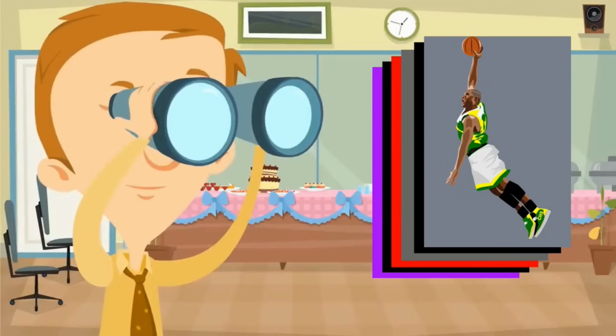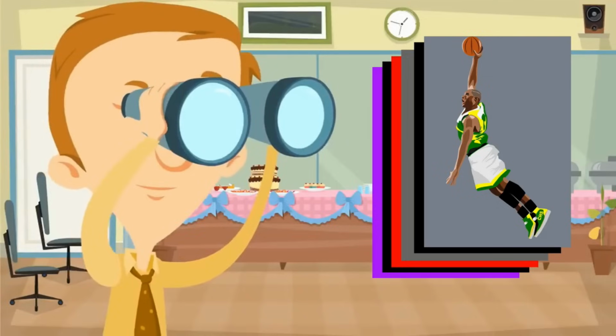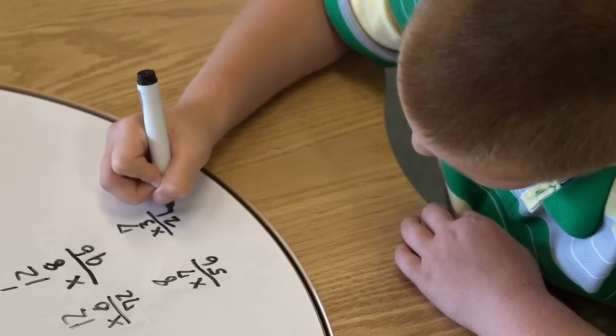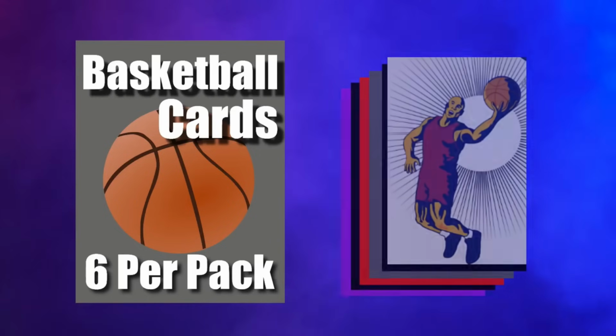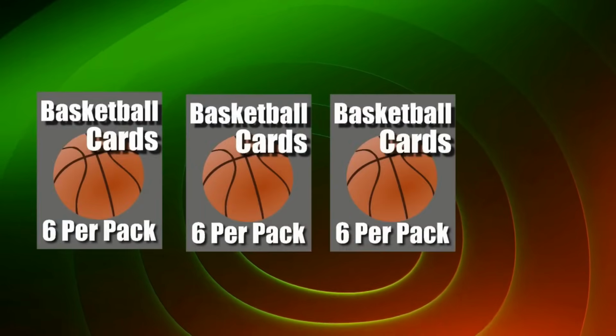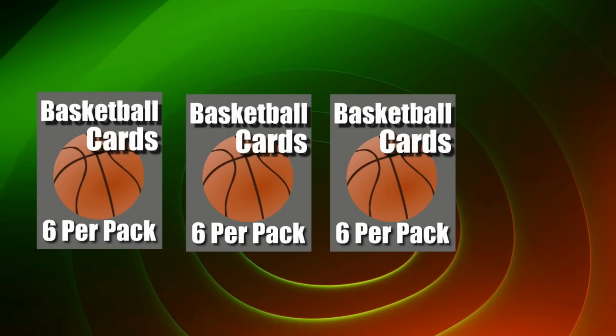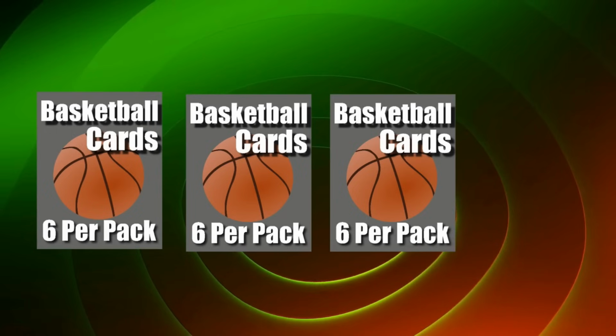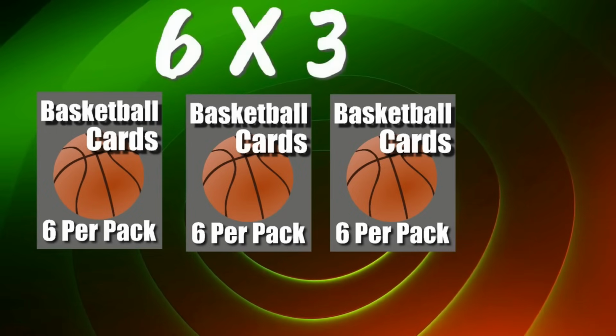Well, when you collect cards, you're used to using multiplication. Let's say a new series of basketball cards has 6 cards in every pack. Every pack has 6 cards. And I have enough money to buy 3 of these packs. To find out how many cards I'm getting in all, we have to multiply 6 times 3.